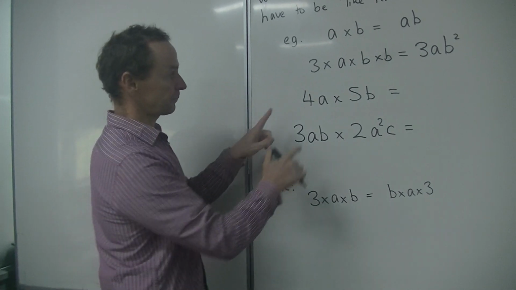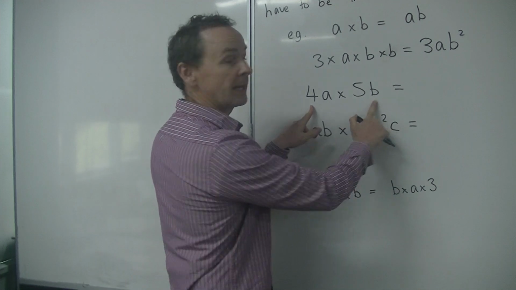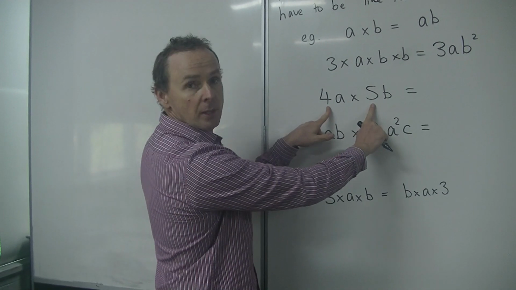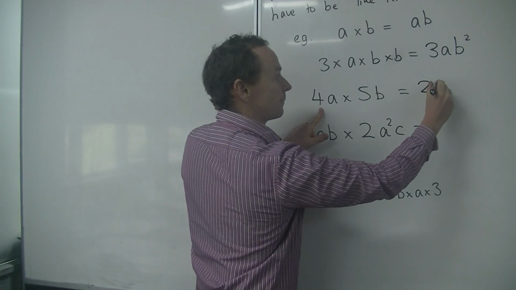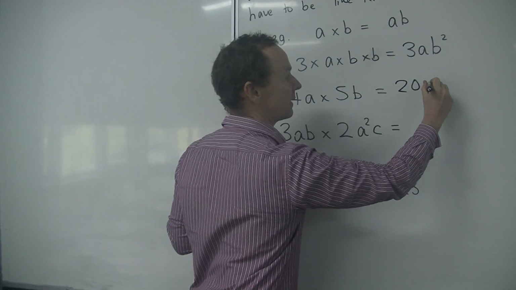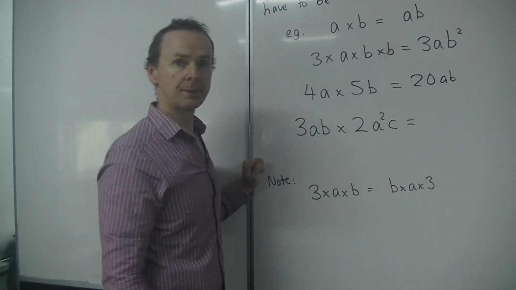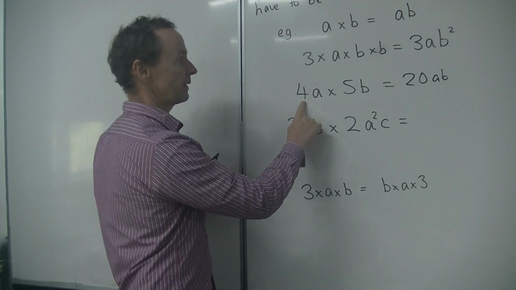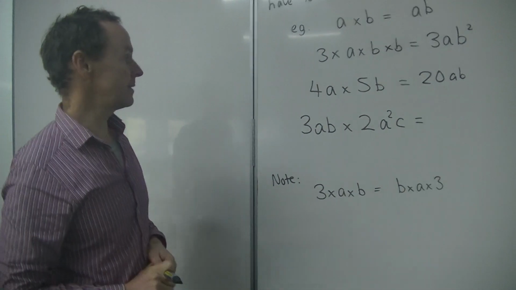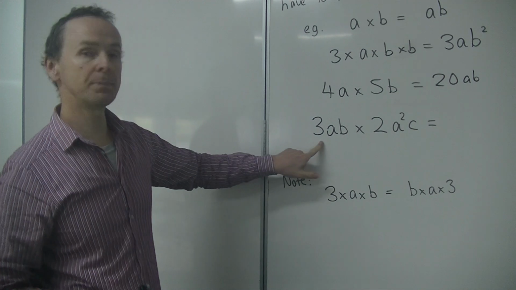Okay, next one, 4A times 5B. So here all we have to do is multiply the numbers first. 4 times 5 is 20. And then A times B is AB. So the answer is 20AB. So keep it simple. Multiply the numbers first and then the letters, and you're done. Easy peasy. Let's look at this next complicated one.